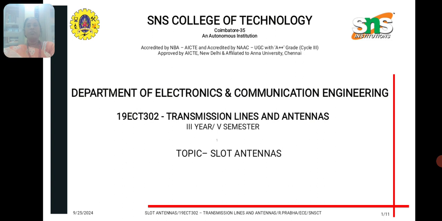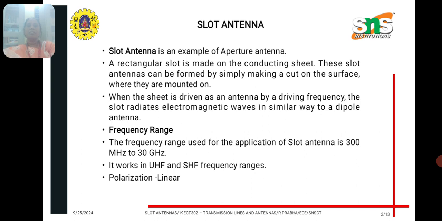In this video, we will discuss the topic on slot antennas. A slot antenna is an example of an aperture antenna. A rectangular slot is made on the conducting sheet. These slot antennas can be formed by simply making a cut on the surface where they are mounted. When this sheet is driven as an antenna by a driving frequency, the slot radiates electromagnetic waves in a similar way to a dipole antenna.